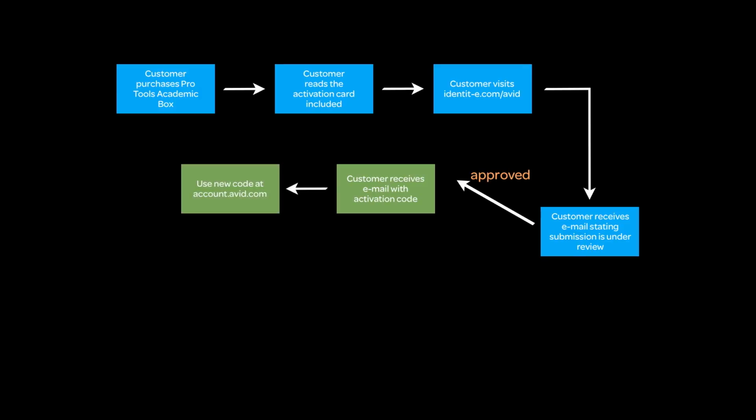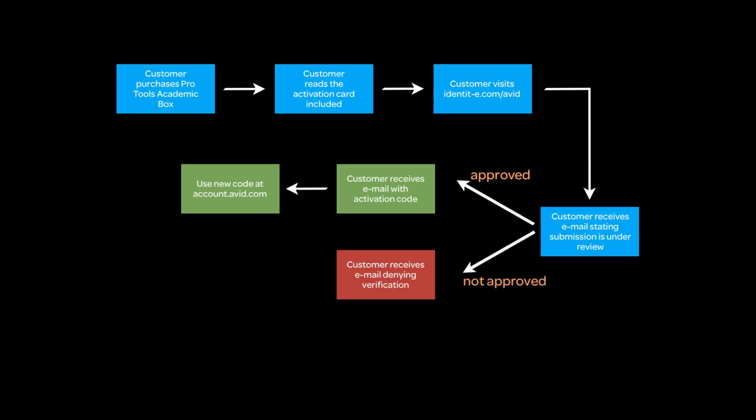The customer receives an email letting them know that their submission is being reviewed. The customer then either receives an email with an activation code that they then use at account.avid.com, or they receive an email denying verification. If they receive an email letting them know that their verification was denied, it will be up to the customer to obtain a refund from the dealer they purchased the product from.